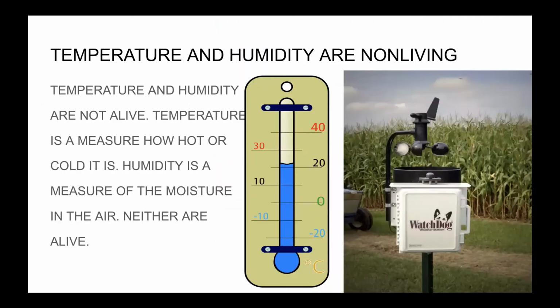Temperature and humidity are non-living factors in an ecosystem. Temperature is a measure of how hot or cold it is. Humidity is a measure of the water vapor in the air, the moisture in the air. Temperature can't have babies and neither can humidity.